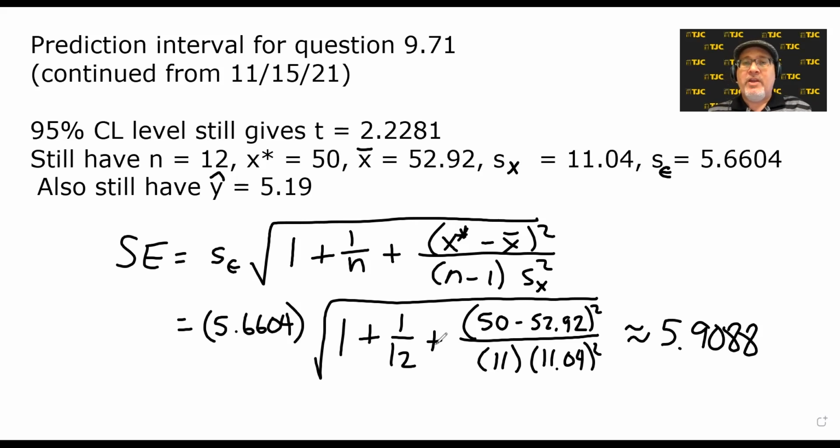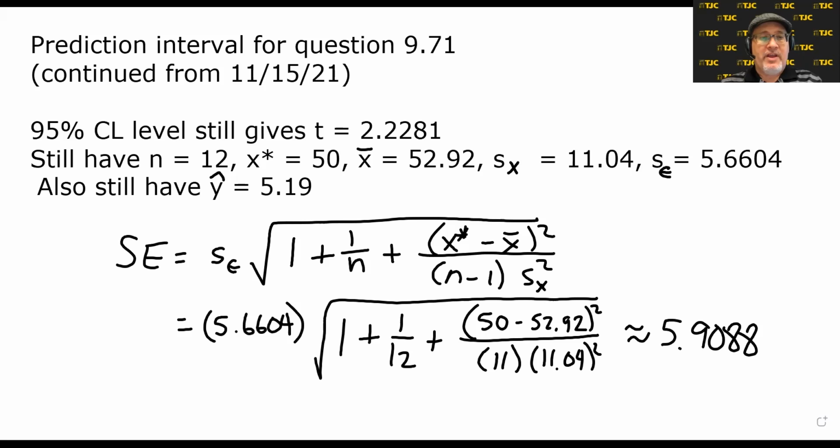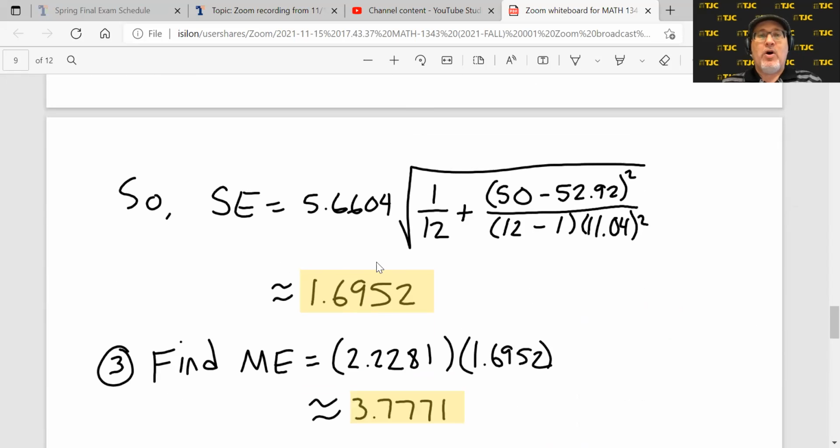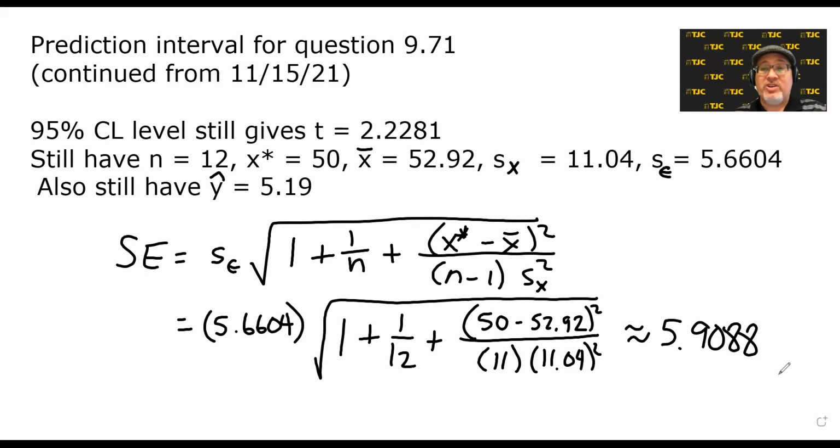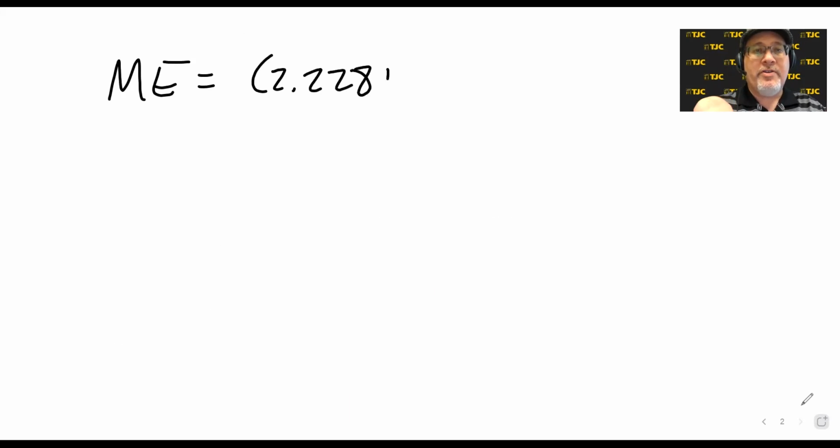5.9088 when we round. Now, just for comparison, when we did the confidence interval that did not have the 1 plus under the square root, we got a smaller standard error of only 1.6952. Our standard error now is all the way up to 5.9088. So you can tell this is going to create a larger margin of error. Our margin of error is going to be the t, which was 2.2281, times the standard error, which was 5.9088.